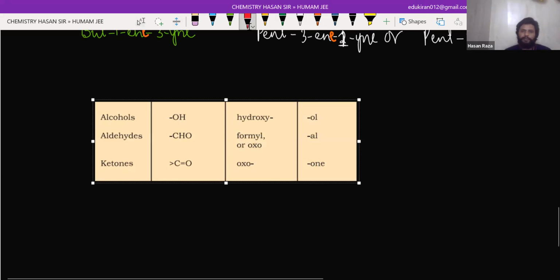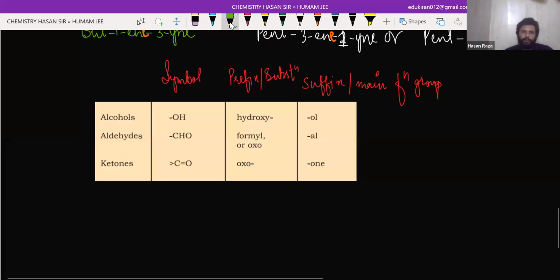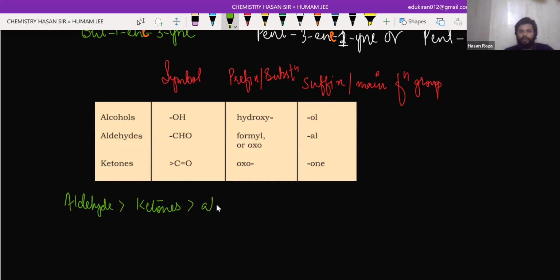This is your suffix. Suffix means main functional group, when it is the main functional group alone, or the senior most. This is your prefix. Prefix means when it is used as a substituent or junior functional group. This is the symbol of the functional group, and this is the functional group alcohol. Aldehyde is the senior most, then comes ketones, and then alcohols. Are you getting my point?